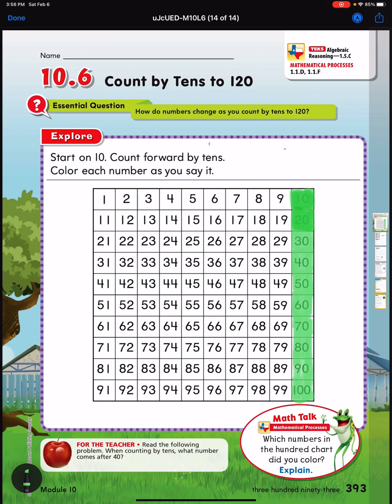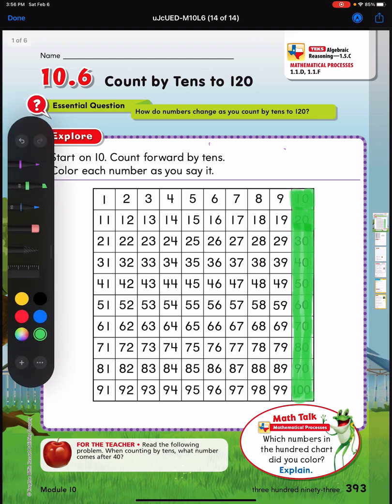So look at our pattern that we have here of what we colored. The pattern that I see is that it's a whole column on our hundreds chart. And I see another pattern. I see that all these numbers have a 0 in the ones place. I'm going to erase it for just a second. All of these have zeros in the ones place. They all end in a 0.